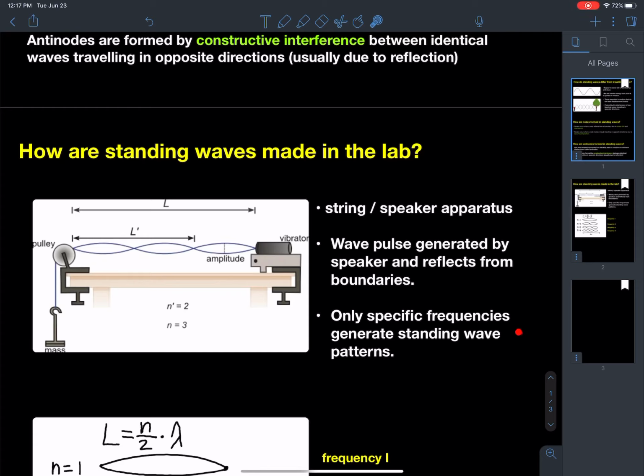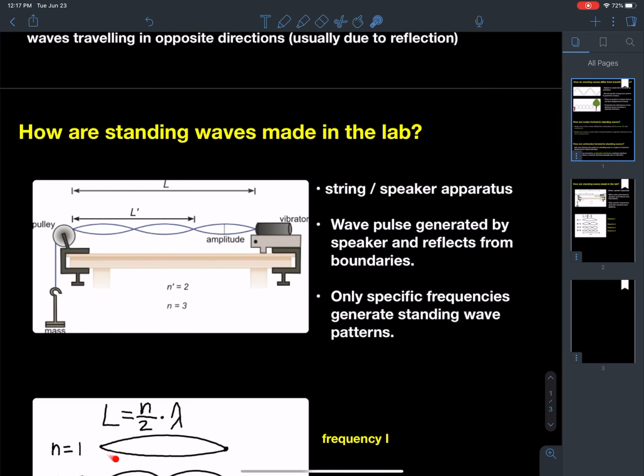And what we would notice in that demonstration is that only specific frequencies would generate standing wave patterns. So if we set up this experiment, the first pattern that we would see would look something like this, basically, and that would be a very slow oscillation. So we're just oscillating the string up, we send a pulse, it reflects, it comes back down, cancels out on the boundaries to make nodes. This is our antinode. And that's what we call the fundamental frequency. So this is our fundamental, okay, our fundamental frequency, the lowest frequency we can get to generate a standing wave.